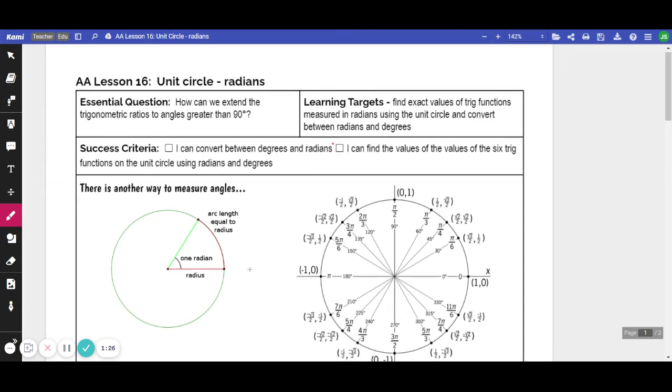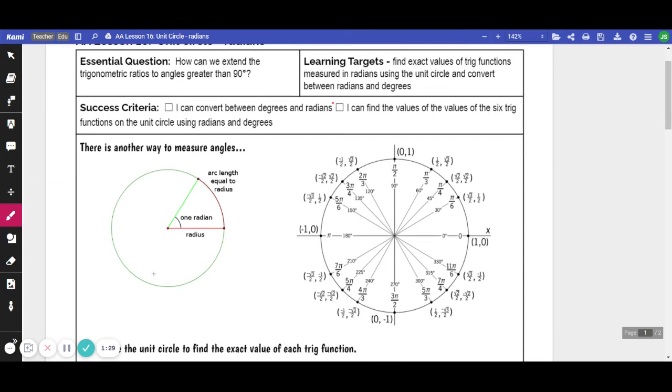So if you have a circle, any size circle, it does not matter, and you know the radius of it. If I took that length, that radius, and thought that I could make it like something bendable, like string or pipe cleaner, sometimes in class we've actually physically done this. If I could take that length of that radius and wrap it along the circumference of the circle, so this length is the same as this, that angle that's created right there is called a radian.